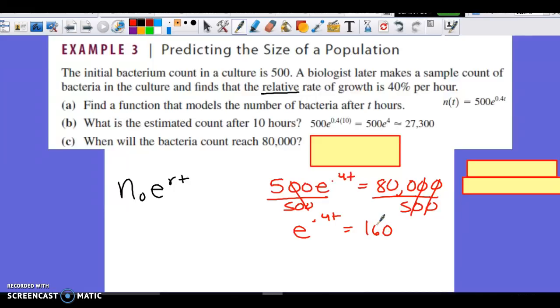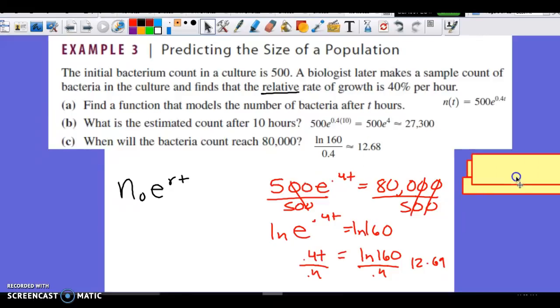So 160. Then we're going to take ln on both sides. Ln and e cancel each other out, so I get 0.4 t. And now all I have to do is divide both sides by 0.4. So ln of 160 divided by 0.4 is 12.69. So when will the bacteria reach 80,000? After 12 hours, almost 13 hours, okay?